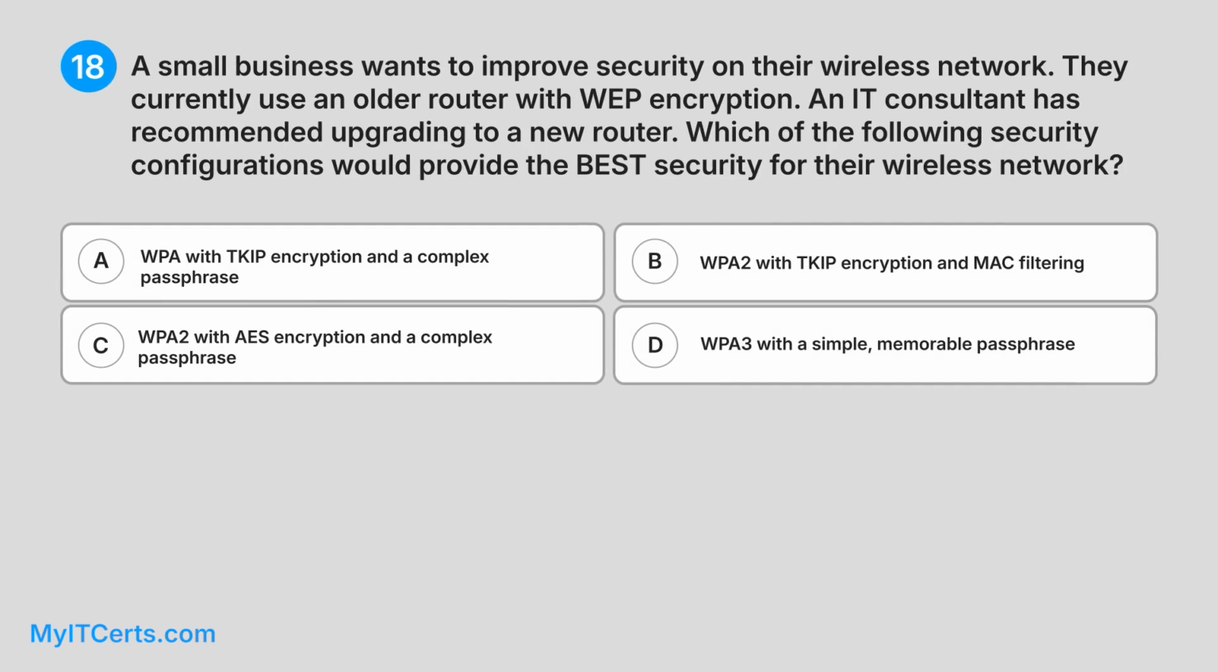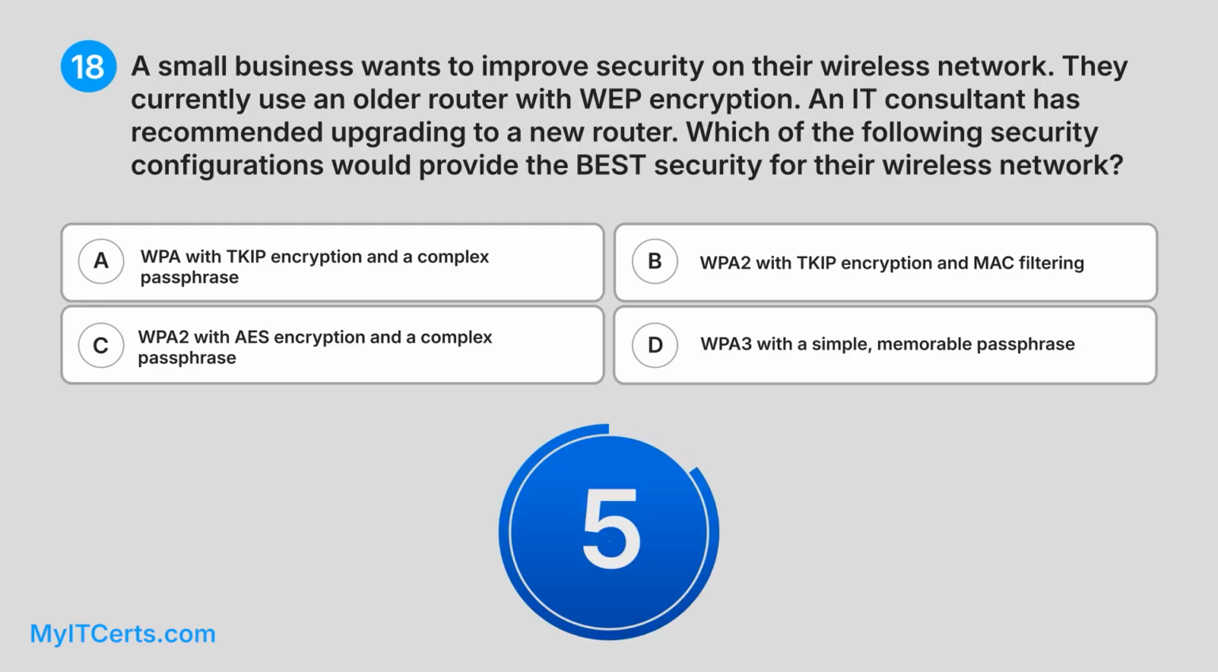18. A small business wants to improve security on their wireless network. They currently use an older router with WEP encryption. An IT consultant has recommended upgrading to a new router. Which of the following security configurations would provide the best security for their wireless network? A. WPA with TKIP encryption and a complex passphrase. B. WPA2 with TKIP encryption and MAC filtering. C. WPA2 with AES encryption and a complex passphrase. D. WPA3 with a simple memorable passphrase. Can you guess the answer?